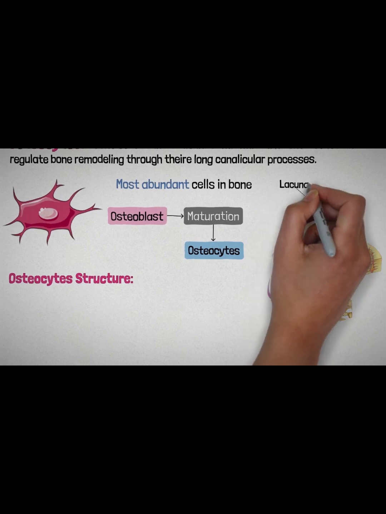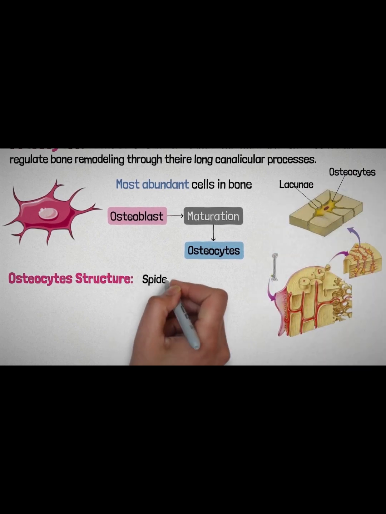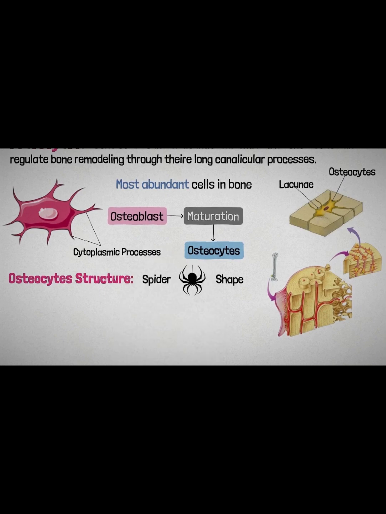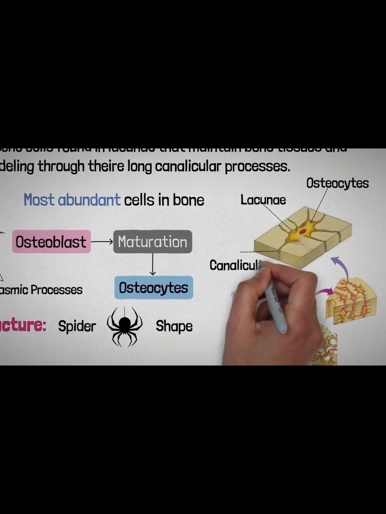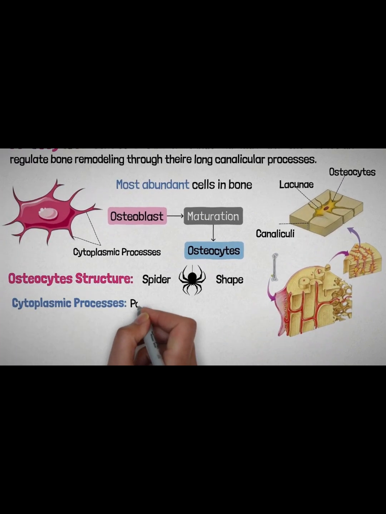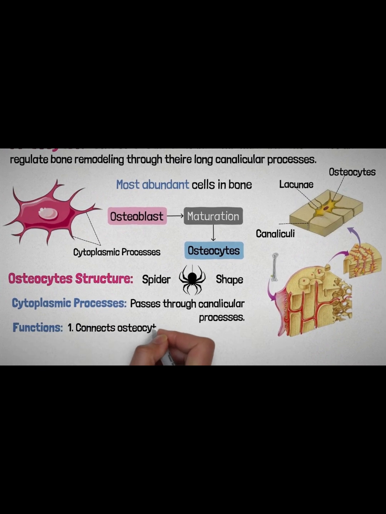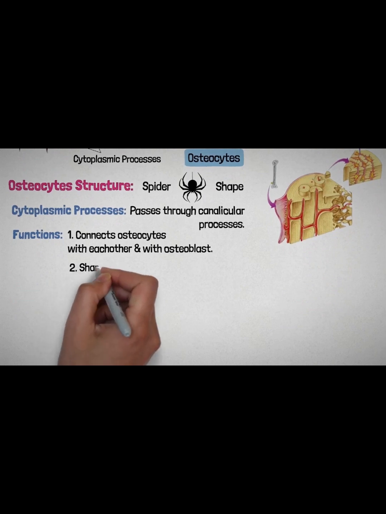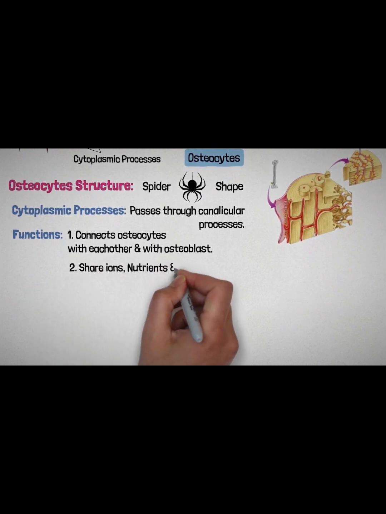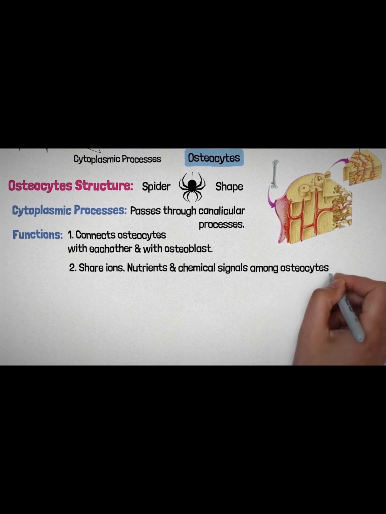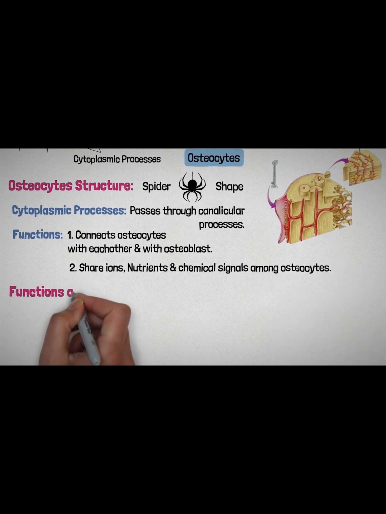Osteocytes reside inside small cavities within the bone, which are called lacunae. Their structure is spider-shaped, with many long and thin cytoplasmic processes. These processes extend through microscopic channels called canaliculi, which directly connect each osteocyte to other osteocytes and to osteoblasts present on the bone surface. At the end of each process, there is a gap junction that allows ions, nutrients, and chemical signals to be transferred from one cell to another.